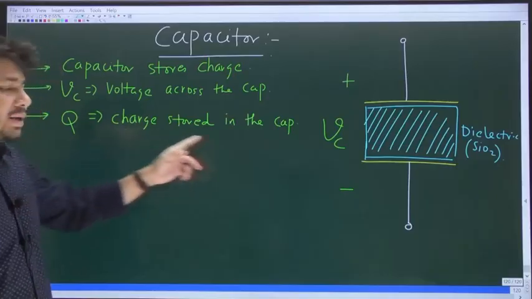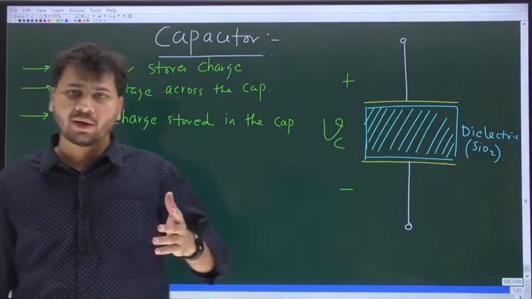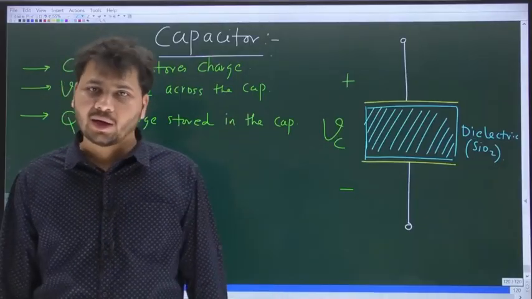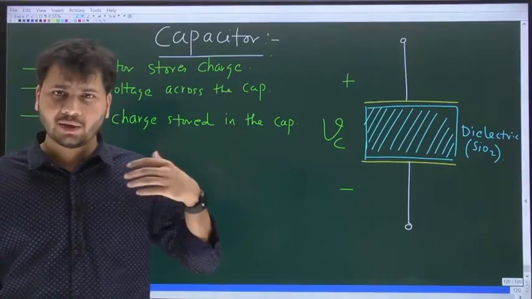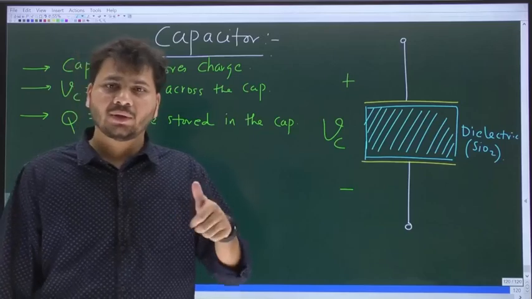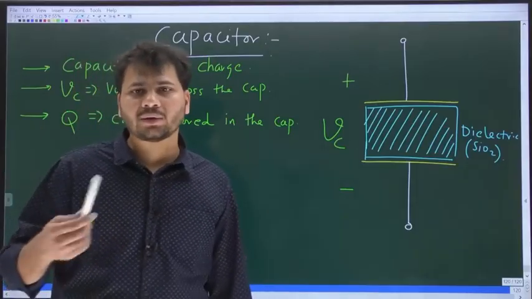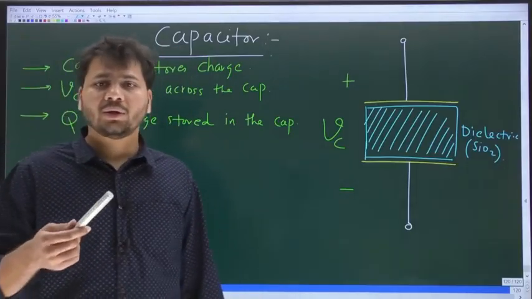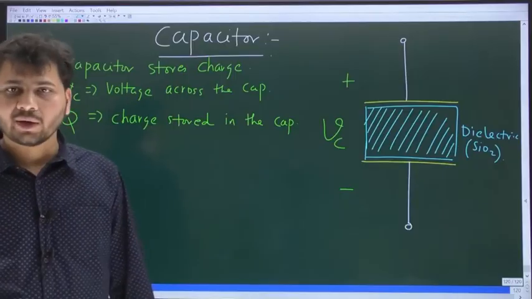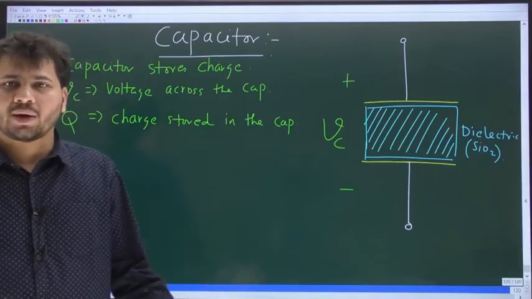So this Q does not denote the net charge stored in the capacitor, because for a capacitor, net charge does not make any sense. Nobody talks about the net charge stored in the capacitor. So always this Q will stand for what? The magnitude of the charge stored on each plate. I'll say it again: Q is the magnitude of the charge stored on each plate.